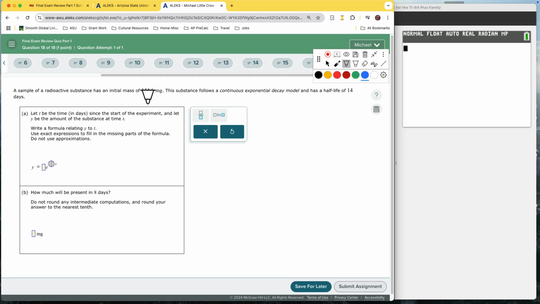Radioactive substance, initial mass of 144.6. We've got kind of the equation set up for us down here. The substance follows a continuous exponential decay. So again, P e to the rt.